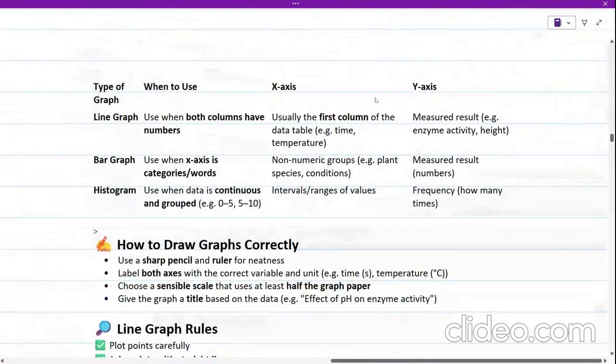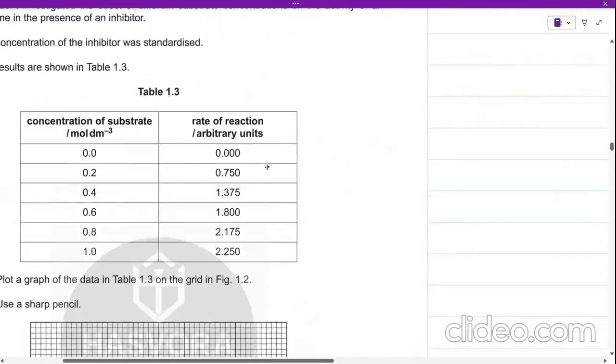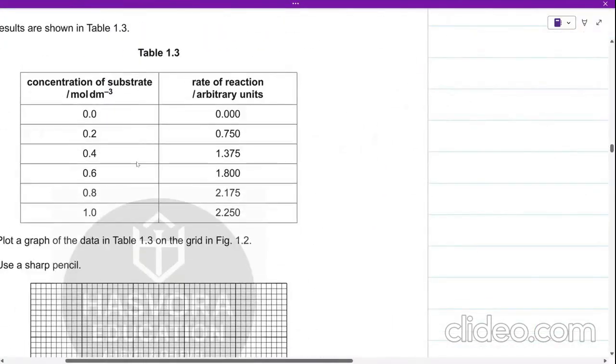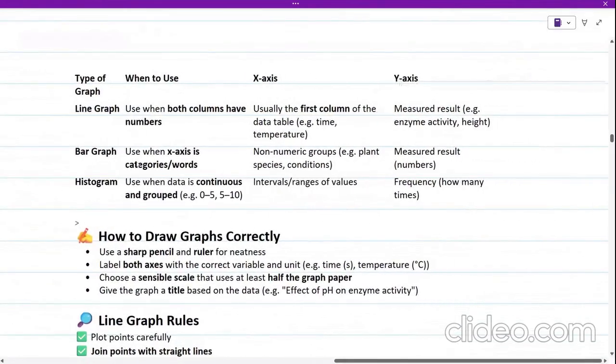The type of graph that we encounter in these types of questions is most commonly the line graph, and after that the bar graph. I have only rarely seen a histogram, because they mostly use line graphs. In this scenario they are also requiring us to draw a line graph, but how do we know whether we are going to make a line graph or a bar graph? A line graph is used when both columns have numerical values. So let me show it to you. Both of them have numerical values, while the bar graph is used when the x-axis has categories or words.